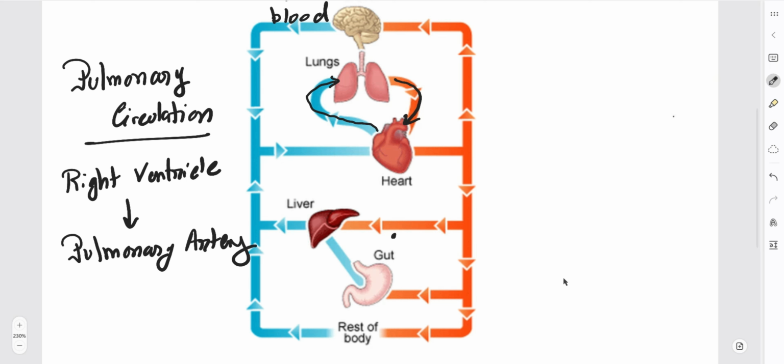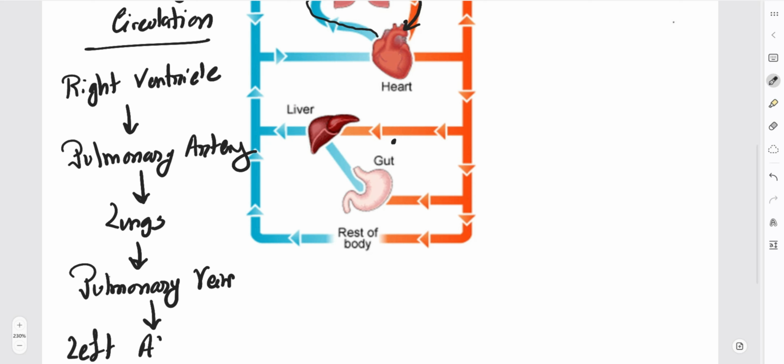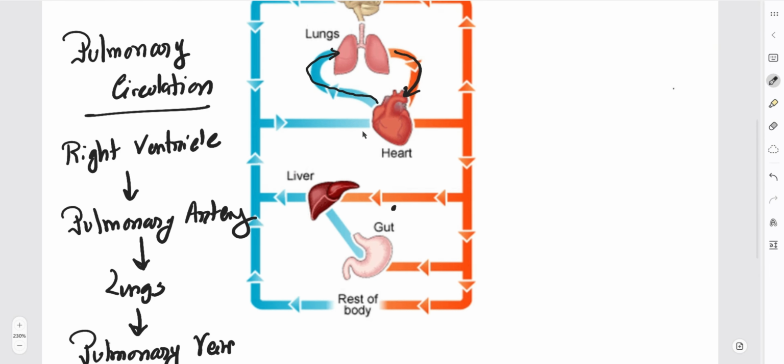to the lungs. In the lungs, we have the deoxygenated blood, and in the lungs there is oxygen, so this blood will get oxygen. Now it became oxygenated blood. Now this oxygenated blood will leave through the pulmonary vein, and from this pulmonary vein, it enters back to the left atrium of the heart. So this is pulmonary circulation.